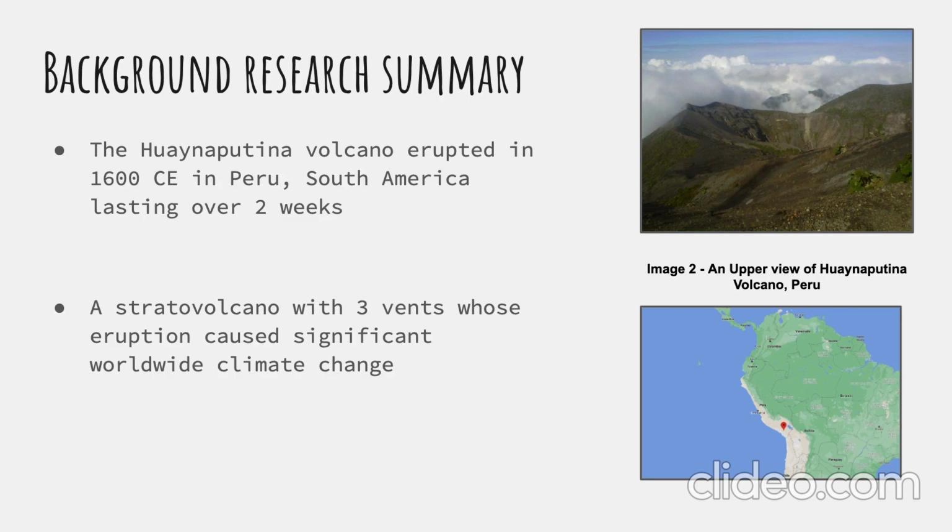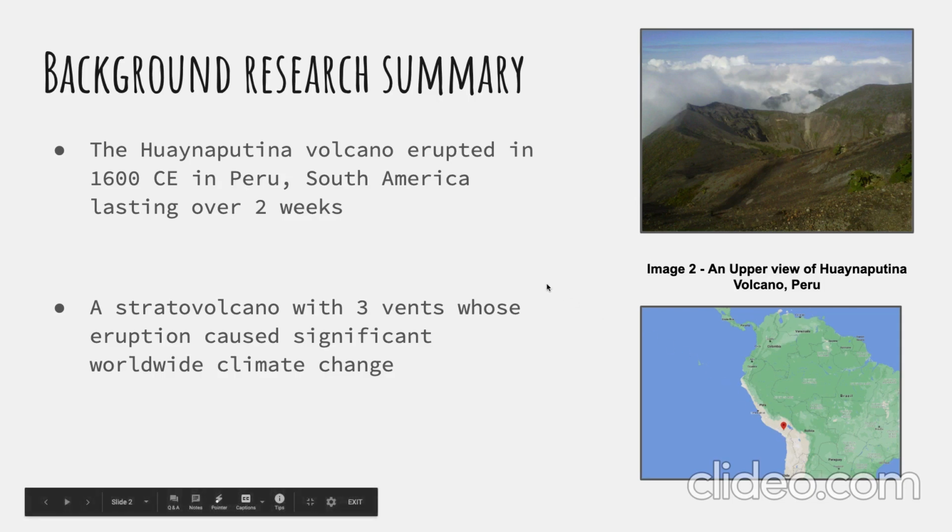Huaynaputina is a stratovolcano containing 3 vents, and those 3 vents were the ports out of which the magma erupted. And this eruption itself is very significant, mainly for its impact on our modern day climate and the climate during the 18th century.